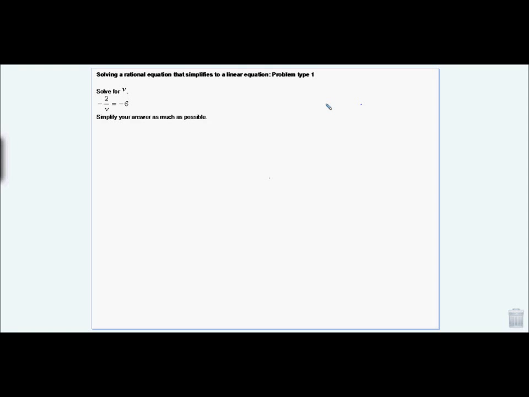In this video, we're going to talk about solving a rational equation that will simplify into a linear equation and then also into a quadratic equation. In our particular book, this is Chapter 5, Section 5. So what we have is an equation that deals with a variable in the denominator. I'm going to write this twice because there are two ways to deal with this.